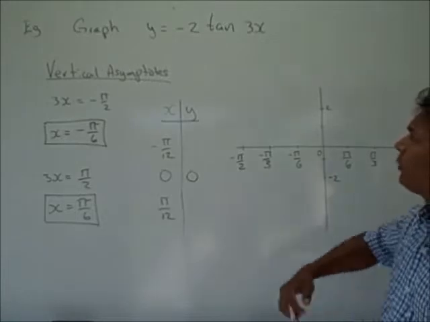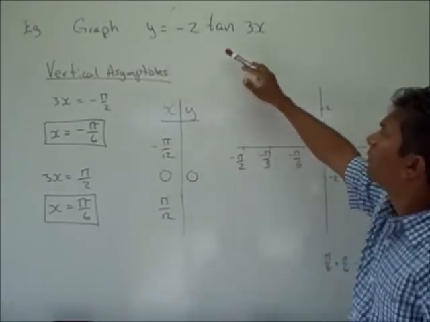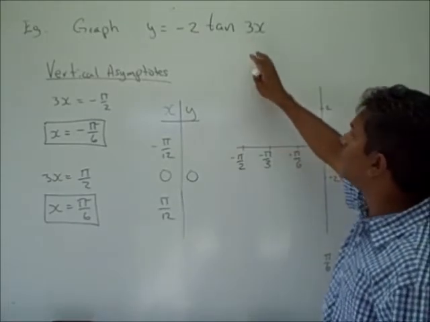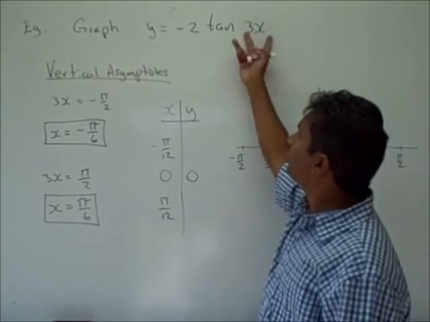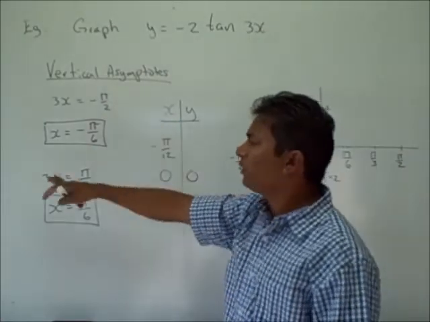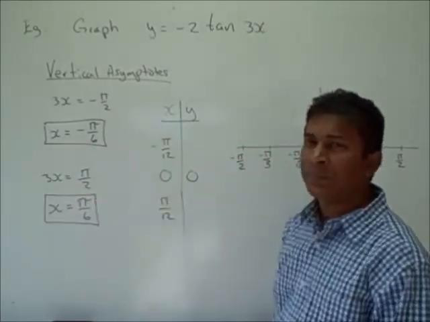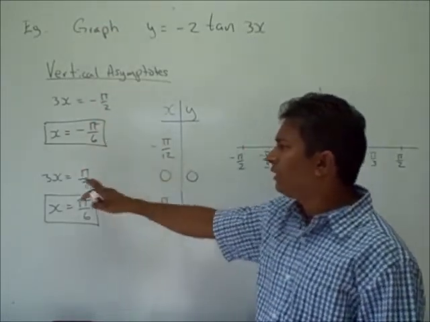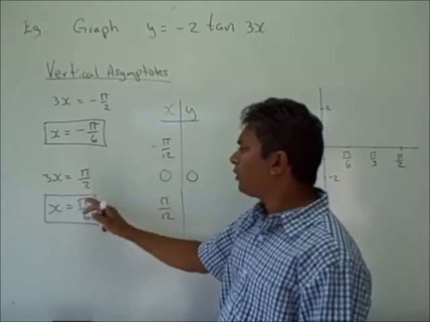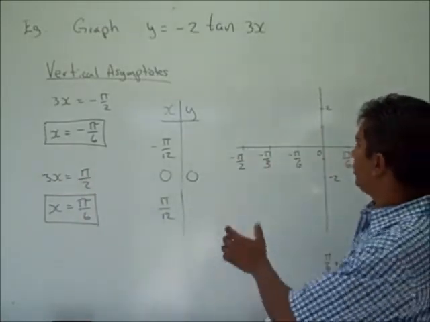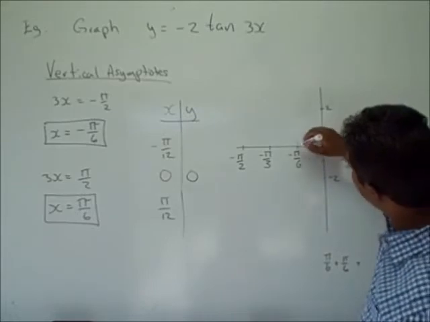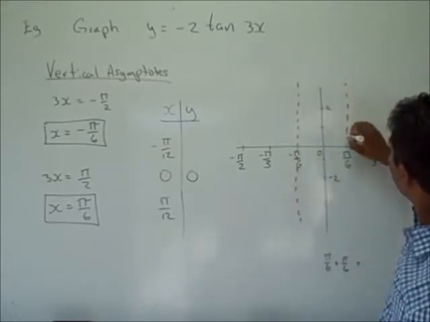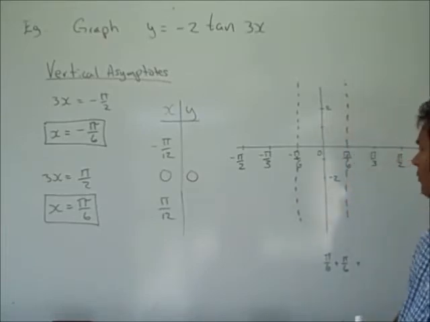Here we're graphing the function y is equal to negative 2 times tan of 3x. Since it's a tan function, we can find our two vertical asymptotes by setting 3x equal to negative pi over 2 and 3x equal to pi over 2. Setting 3x equal to negative pi over 2, we have x equal to negative pi over 6. And setting 3x equal to pi over 2, we have x equal to pi over 6. So here we have two vertical asymptotes, one through negative pi over 6 and one through pi over 6.